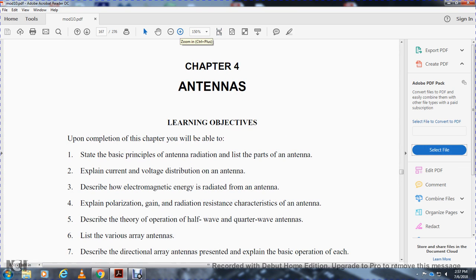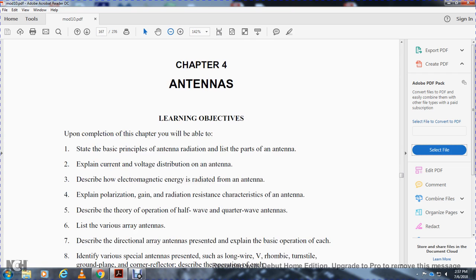All right, Chapter 4, Antennas. Learning objectives. Upon completion of this chapter, you will be able to state the principle of antenna radiation, explain the current and voltage distribution on an antenna, describe how electromagnetic energy is radiated from an antenna, and explain polarization, gain, and radiation resistance characteristics of an antenna.